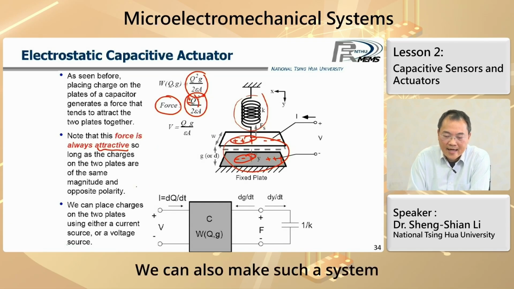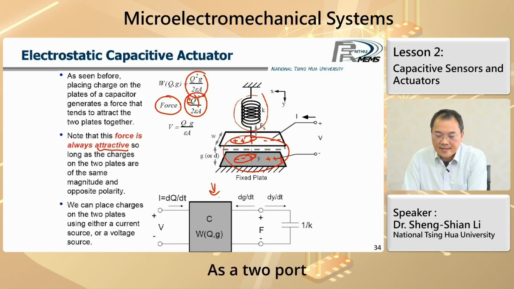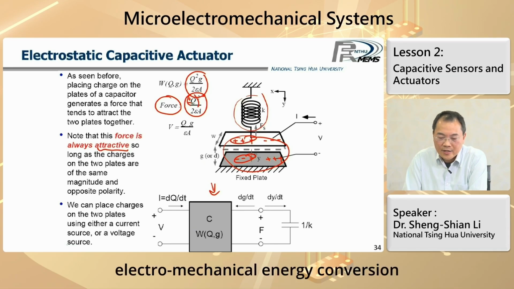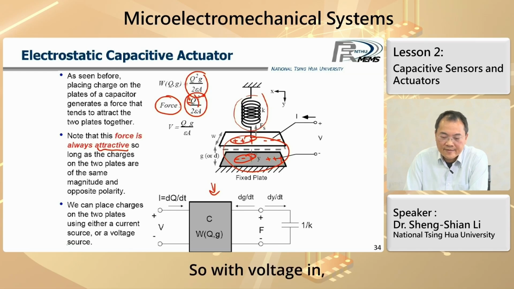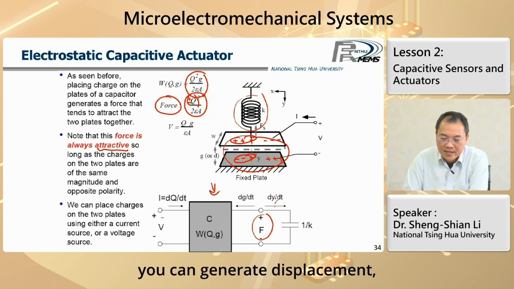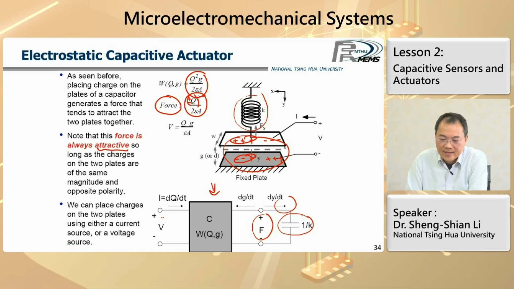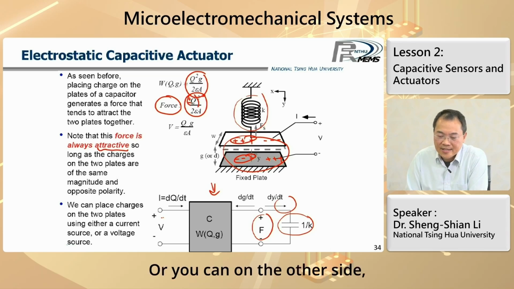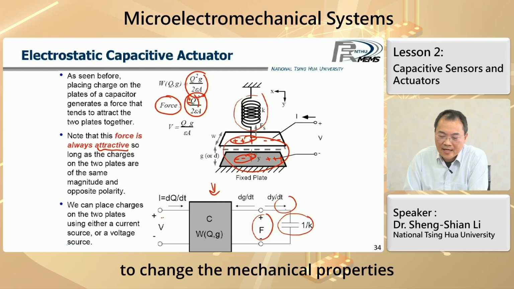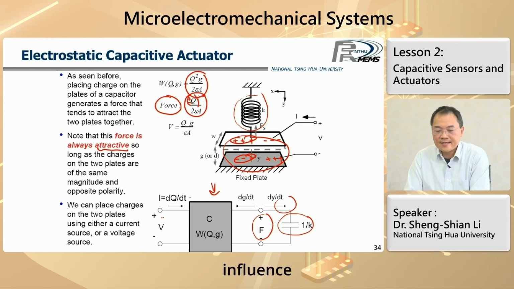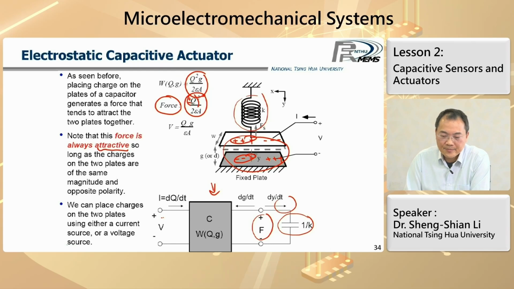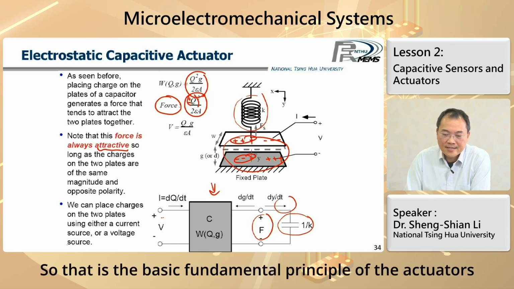And we can also make such a system as a two-port electromechanical energy conversion. So with voltage in, you can generate force, and you can generate displacement based on what kind of spring constant or compliance you have. Or, on the other side, you can change the mechanical properties to influence the electrical voltage and current. So that is the basic fundamental principle of the actuators.